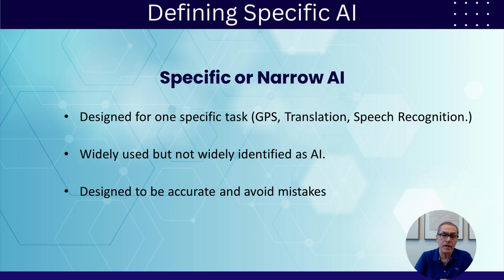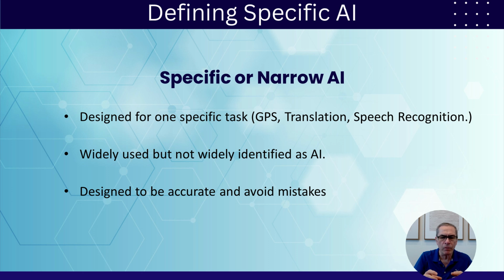So for simplicity, I'm going to split AI into two main groups. Specific AI, which is often called narrow or weak AI, is the type of AI that's built for one task, like GPS or translation, speech recognition, or weather forecasting. Now, this is very specific and typically very accurate.